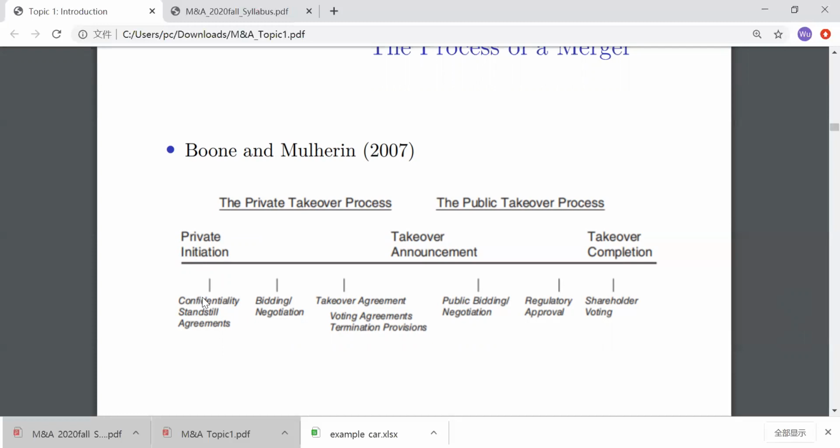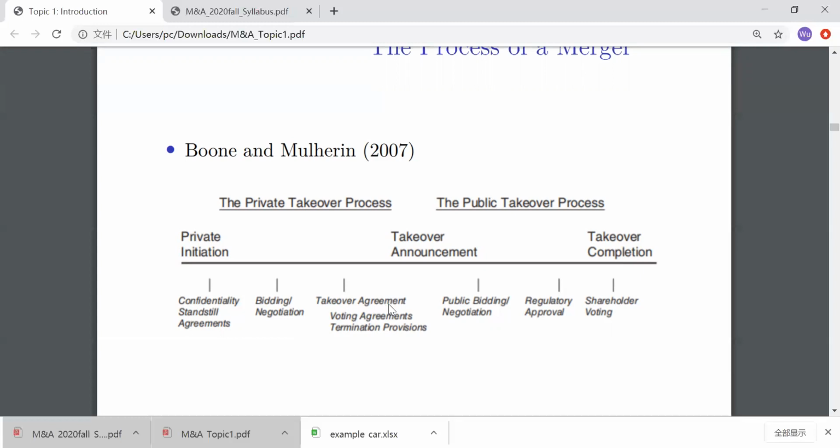And then there will be confidentiality agreements and standstill agreements being signed. There will be bidding negotiation. For example, 5 companies compete for one company, and each of them will submit a bid. So these are all private. And there's also negotiation, basically on the price and terms of the deal. And then finally, the final winning bidder and the target will negotiate a takeover agreement.